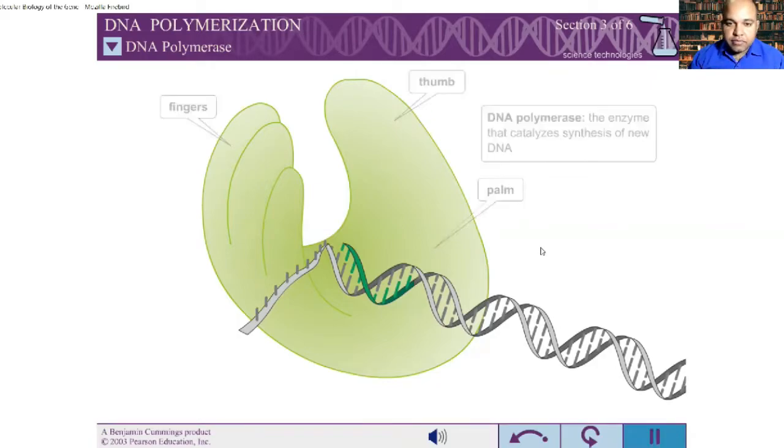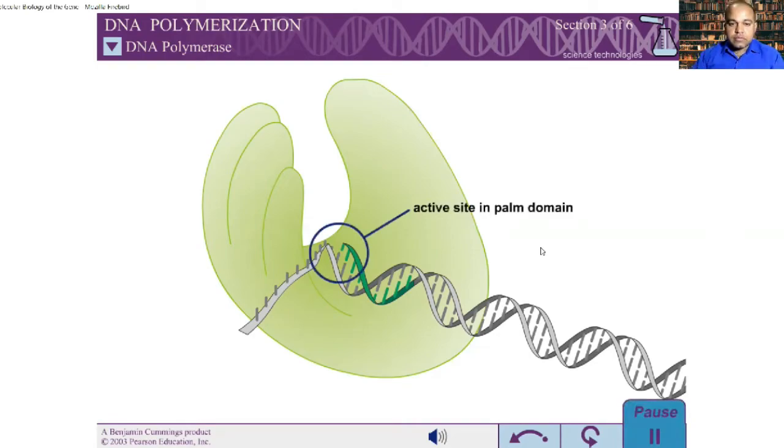Next point. The palm domain houses the active site for DNA synthesis. Now see, there are 3 domains which are present in this hand. Which are the 3 domains? The palm domain, the thumb domain which is present. Okay, and the third one is referred to as the finger domain which is present. Okay, so the palm domain will have the active site where the process of DNA replication will take place.